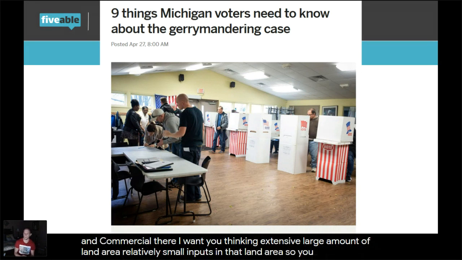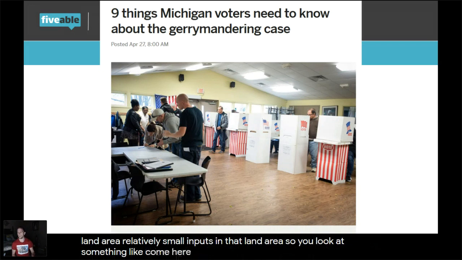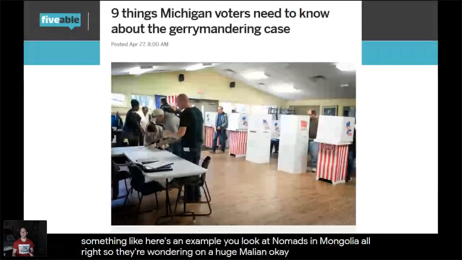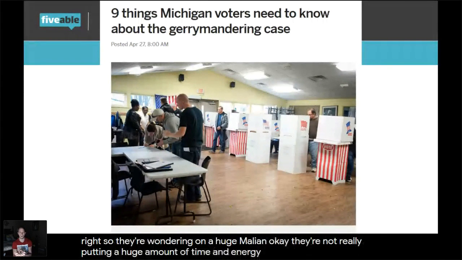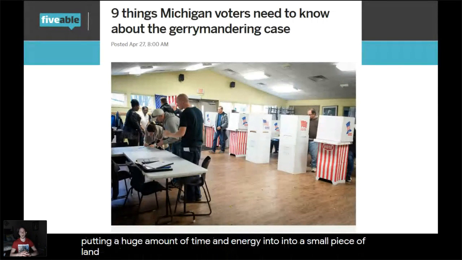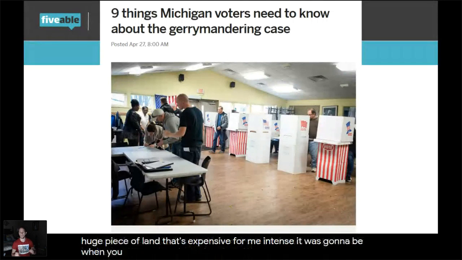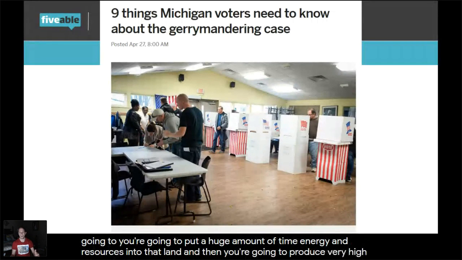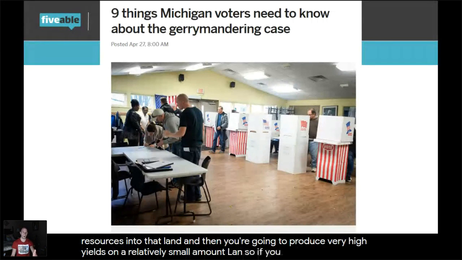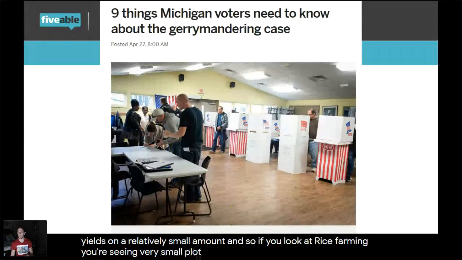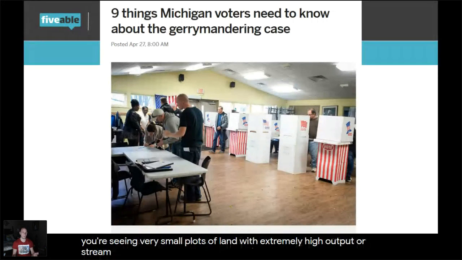So here's an example. You look at nomads in Mongolia. They're wandering on a huge amount of land. They're not really putting a huge amount of time and energy into a small piece of land, but they're using it all, just spreading themselves out on that huge piece of land. That's extensive farming. Intensive is when you use that land to really use it for what it's worth. You're going to put a huge amount of time, energy, and resources into that land, and then you're going to produce very high yields on a relatively small amount of land. So if you look at rice farming, you're seeing very small plots of land with extremely high output, or extremely high agricultural yields.